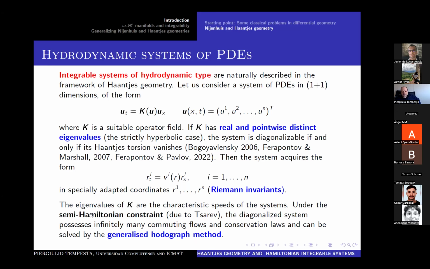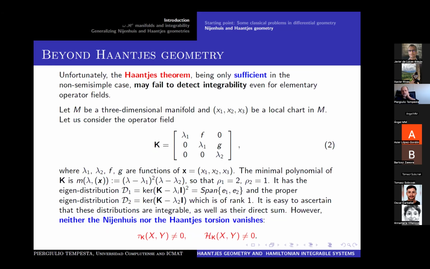Okay, so then as we know, if there is also this semi-Hamiltonian property, which has been defined and studied extensively by Tsarev, one can also associate to the system infinitely many commuting flows, and the system can be solved by the generalized hodograph method. So this is, of course, very well known. Now just an input, let's say that I will come back to this later on.